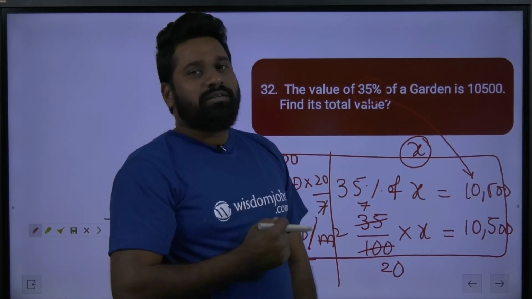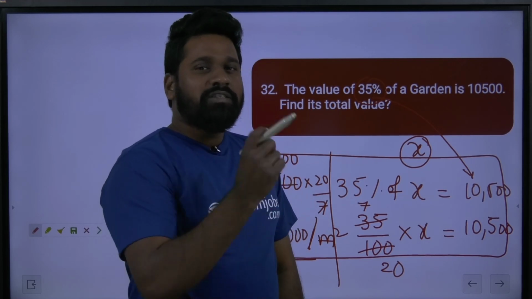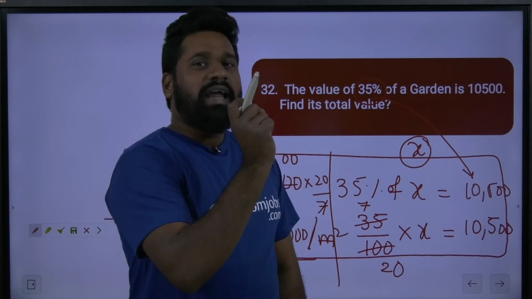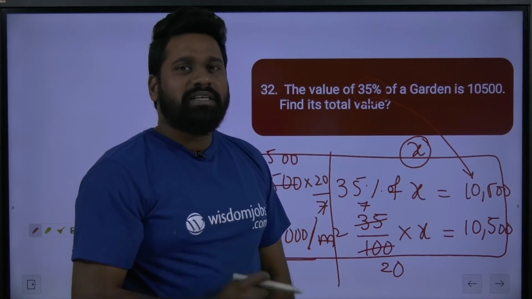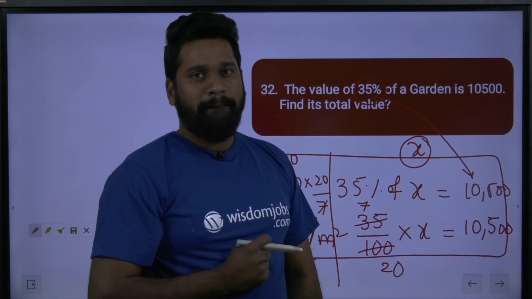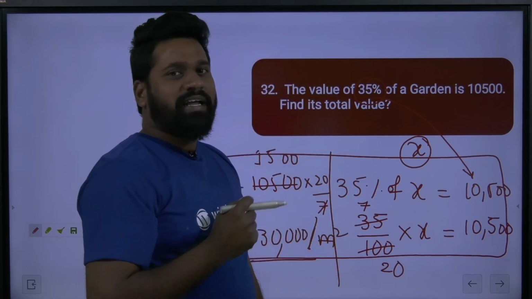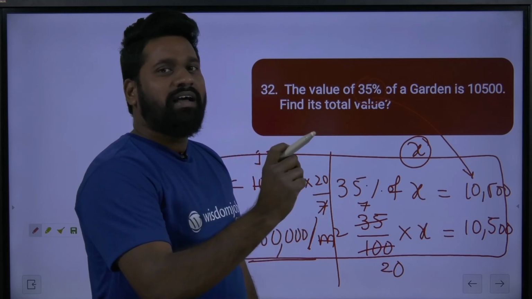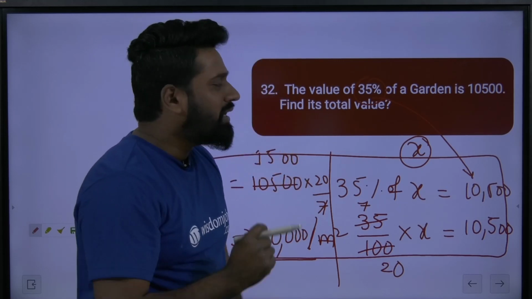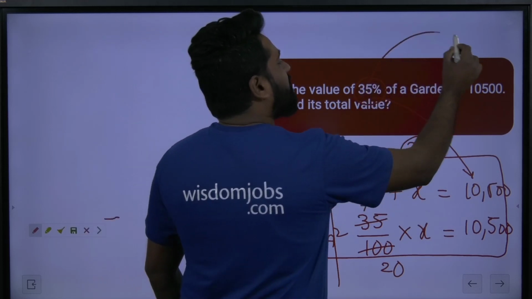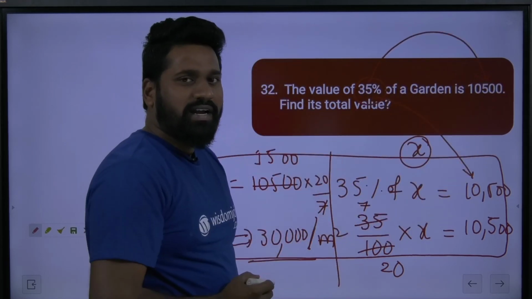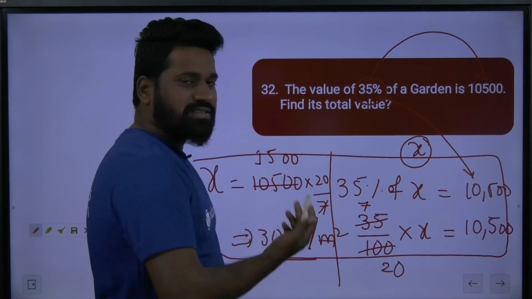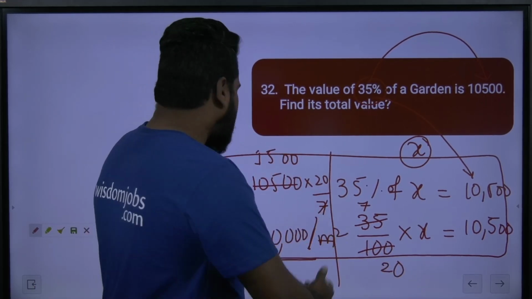So what is the direct method here? If you take any garden or any number or anything, its original value is always represented by 100%. So you can take anything, its original, its initial, its total value is represented by 100%. It's clearly mentioned that 35% is 10,500, and you have to find the 100% value, that's it. That represents the same answer. Is it clear? So let us see that.